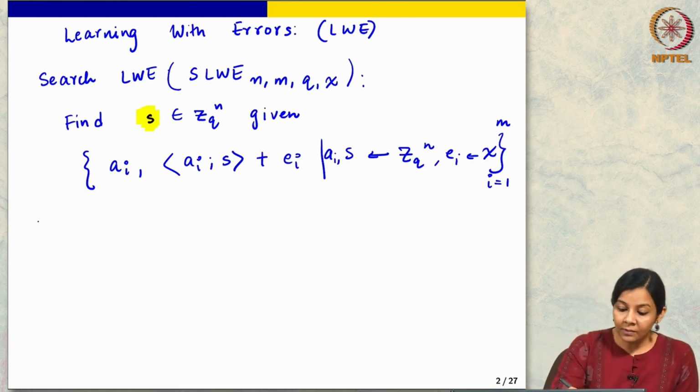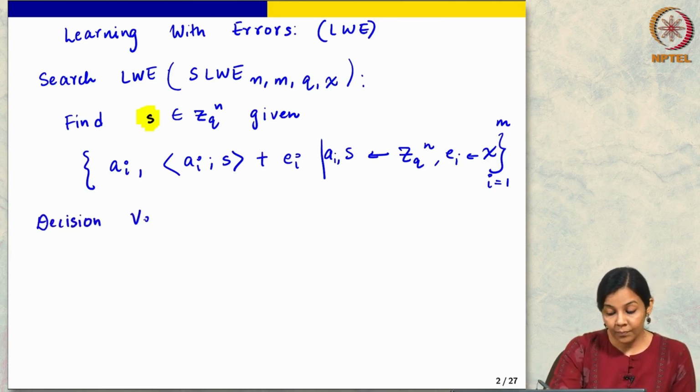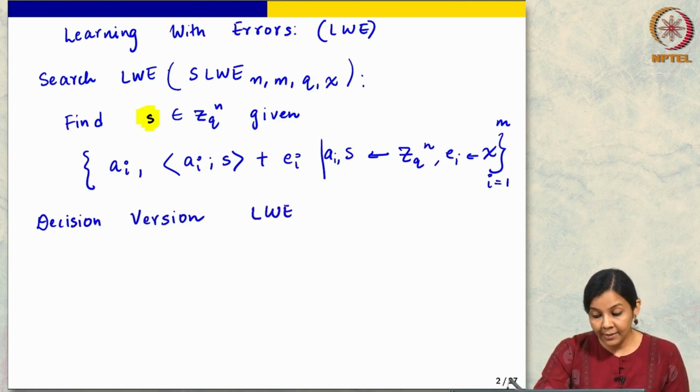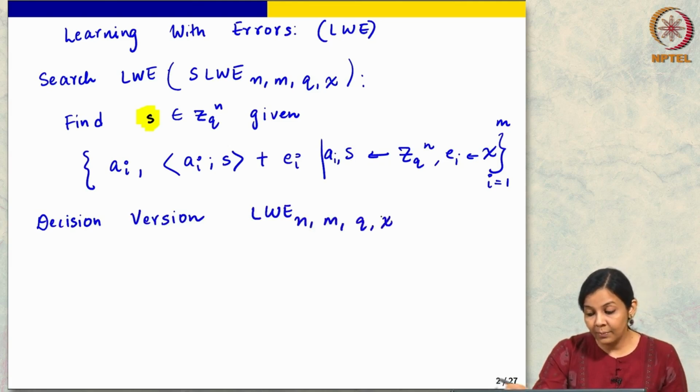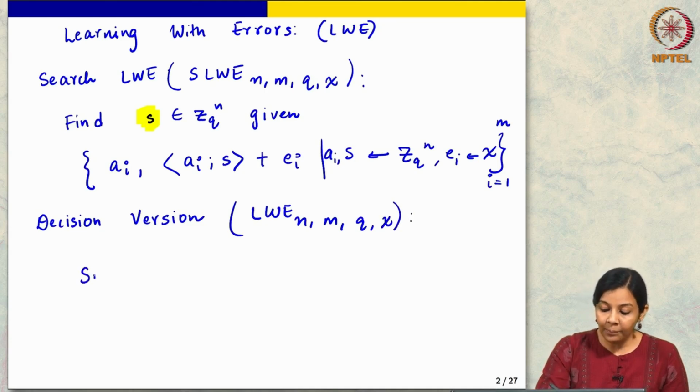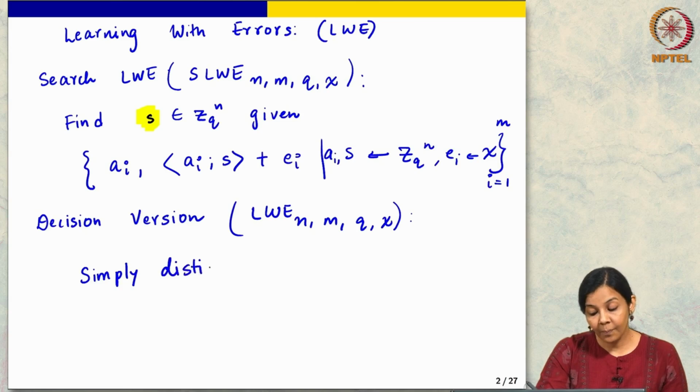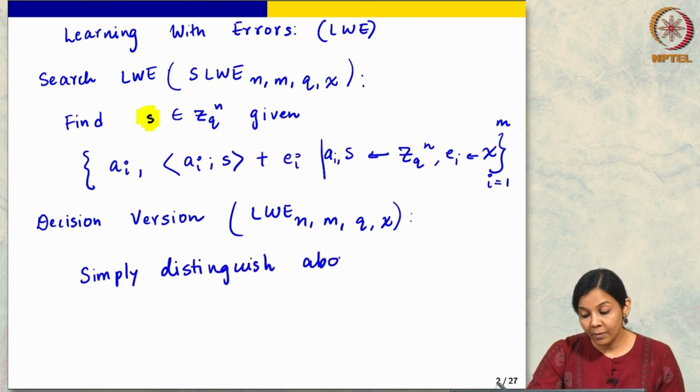There is also a decision version. When I just write LWE N, M, Q, chi, I will be referring to the decision version, and this is simply to distinguish the above samples from uniform.